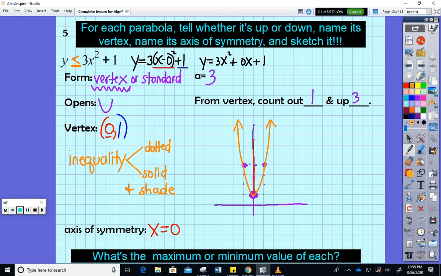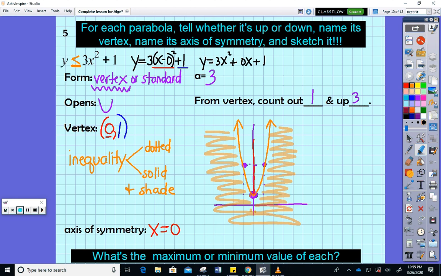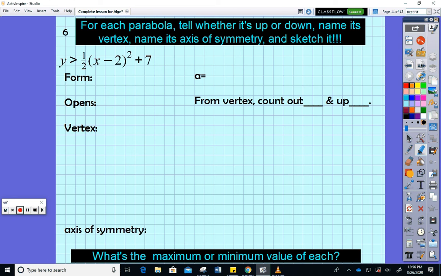Now I've got to say, well, where do I shade this thing? So when I'm shading, what I want to do is remember that less than means below. So if I go to my vertex and I go below my vertex, I'm outside the parabola. So in this case, I'm going to shade the whole entire outside of the parabola. So when you do less than, greater than, go above or below the vertex, and then shade either the whole inside or the whole outside of the parabola, depending on the picture. So the inequality part's like easy.